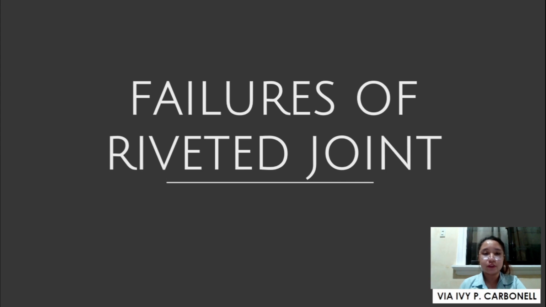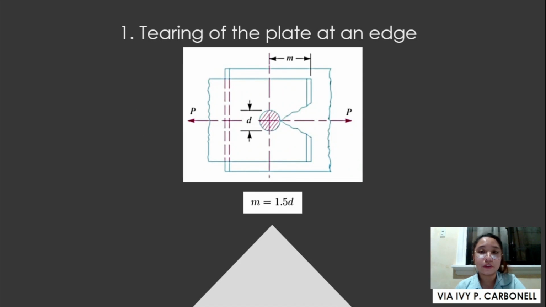Let's move on to the failures of riveted joints. The riveted joint may fail in the following ways. Number one is the tearing of the plate at an edge. A joint may fail due to tearing of the plate at the edge. This can be avoided by keeping the margin using this equation, m equals 1.5 times the diameter. So here is the example. As you can see in the picture, we will apply that later on in our example.